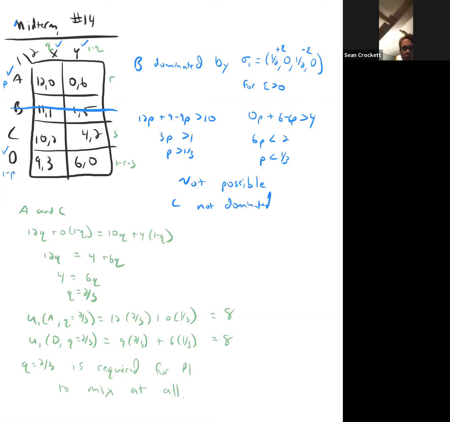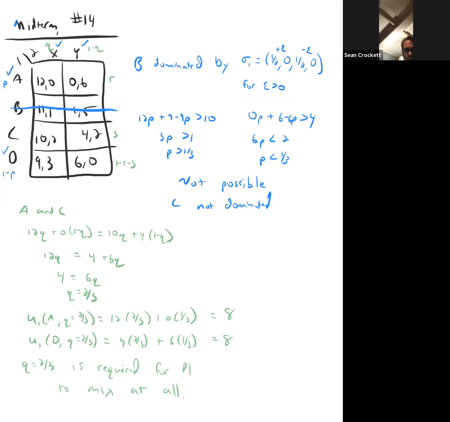For any other Q, player one has a pure strategy best response. And when Q is equal to exactly 2/3, player one is indifferent between all three of her strategies. And so now we have to consider mixtures potentially of all three of those strategies to keep player two indifferent from changing between X and Y.